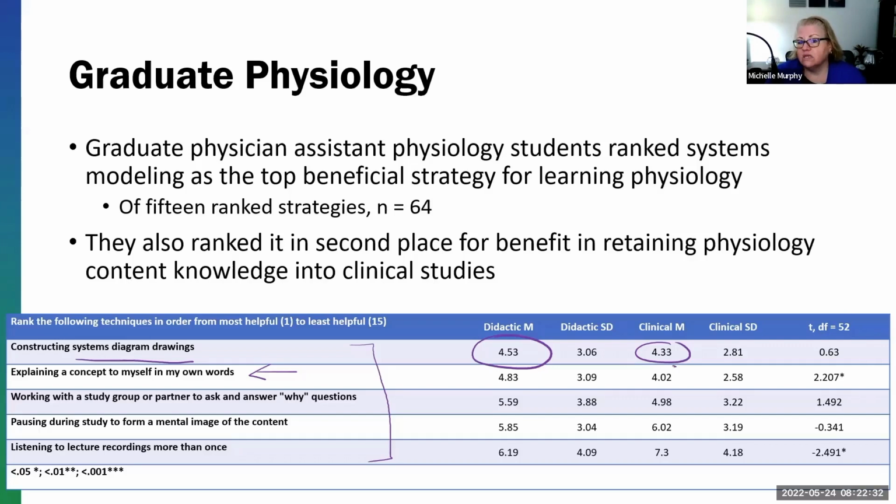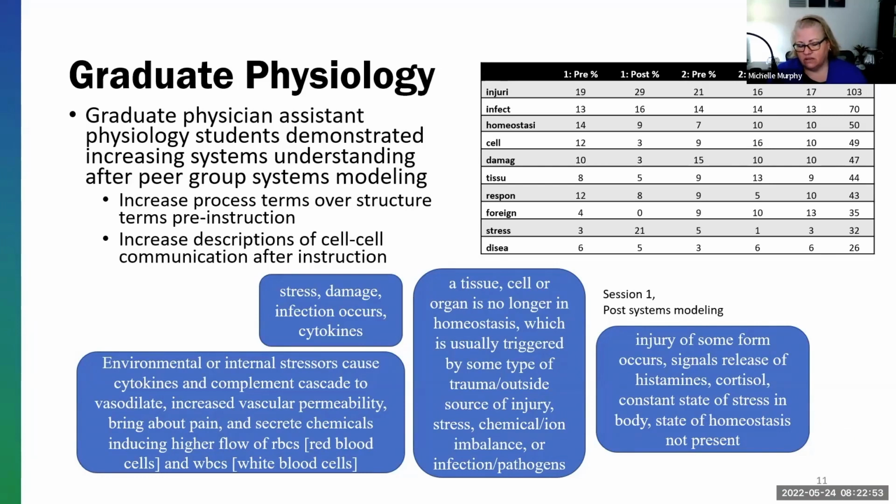So now we've got benefit demonstrated in undergraduate students. We've got graduate physiology students saying, yeah, we really think this is helpful. We did a third study to see how is it helpful. So in the third study, these again are graduate physiology students, different ones than did the survey. And we had them do systems modeling. And before they did it and after they did it, they wrote out some question prompts. So they answered some question prompts about inflammation.